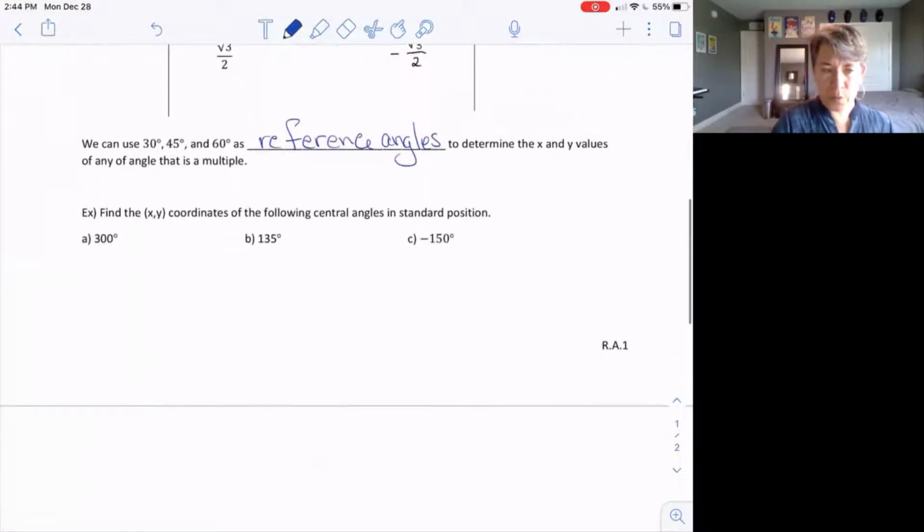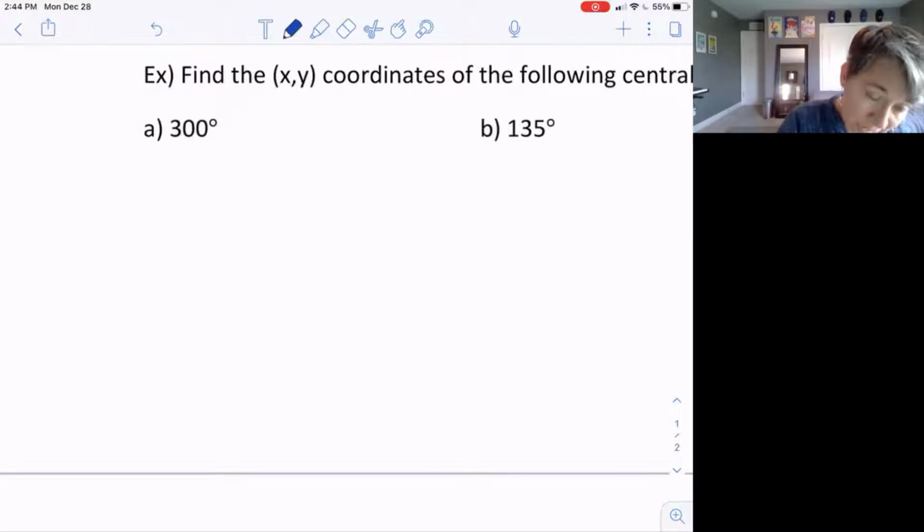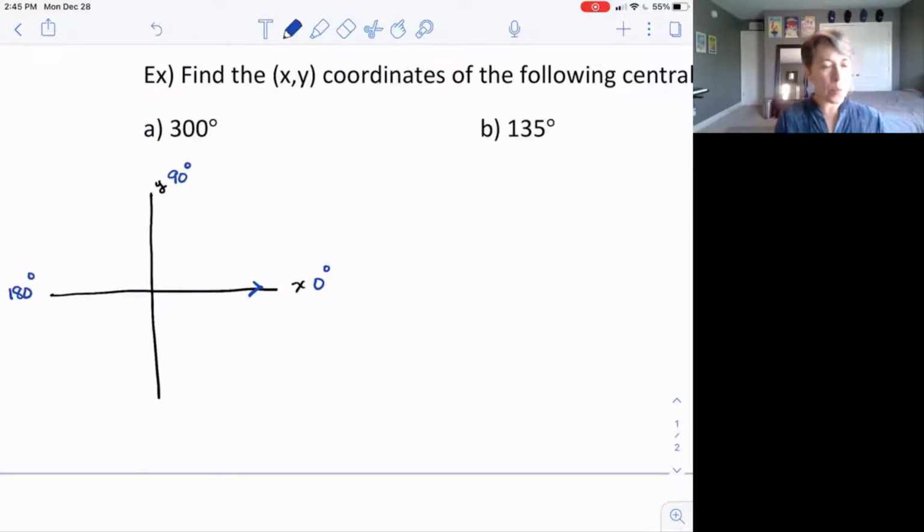So let's do a couple examples. We want to find the x and y coordinates of the following central angles in standard position. So again, let's focus on what the standard position looks like. We still have our x and y coordinates. So let's determine where 300 degrees would be. Well, if we're starting here, where we haven't moved any, that would be 0 degrees. If we moved up to the y-axis, that would be a right angle of 90 degrees. If we moved all the way over to the straight angle, that would be 180.